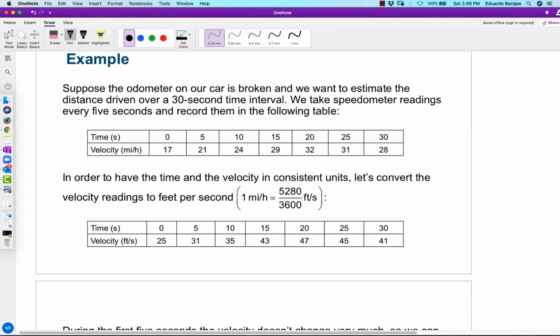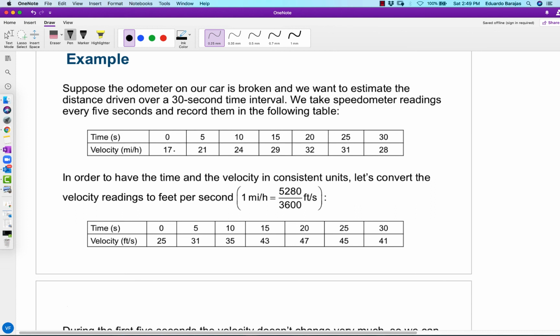Now we're looking at time in terms of seconds, and then the velocity is always given in terms of miles per hour. And we need those units to match. So we're going to do some unit conversions here. 1 mile per hour, right? There are 5,280 feet in 1 mile, and there are 3,600 seconds in 1 hour. So we can use this conversion factor to convert the velocities from miles per hour to feet per second. And that makes it match a little bit better.